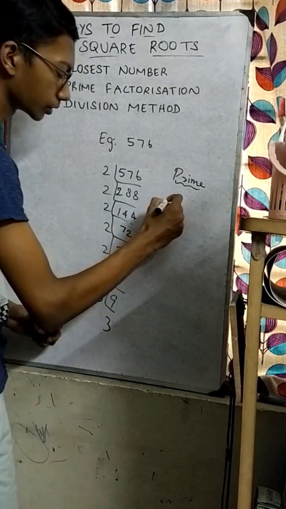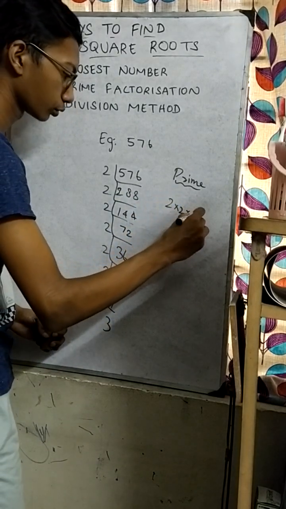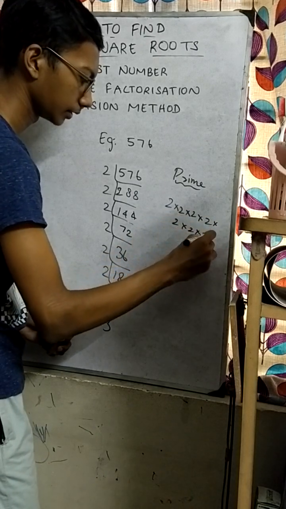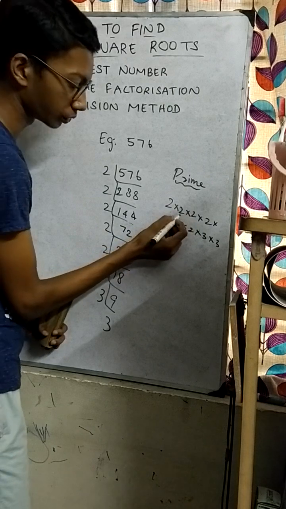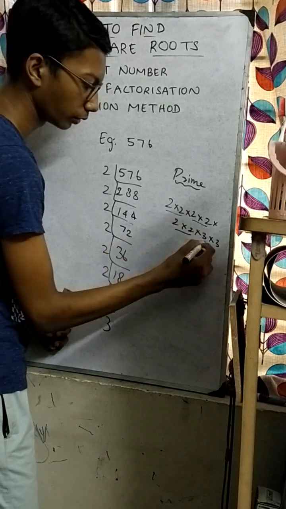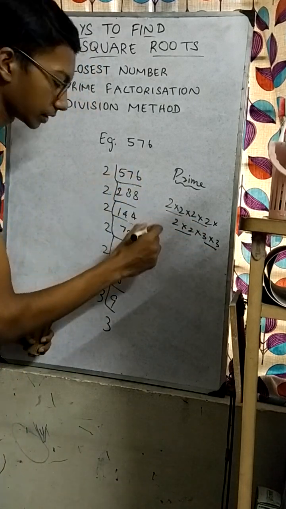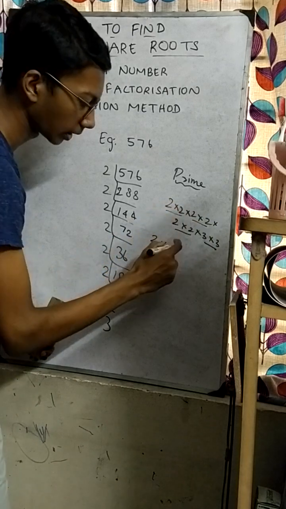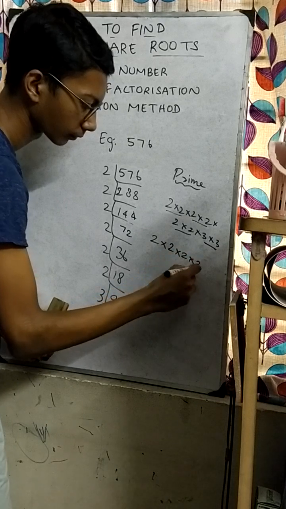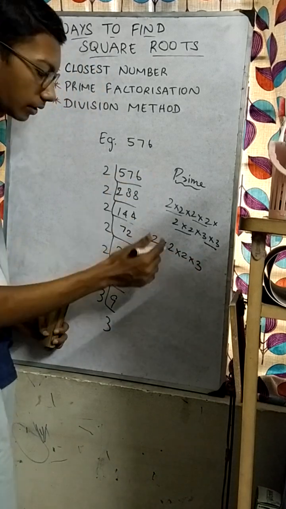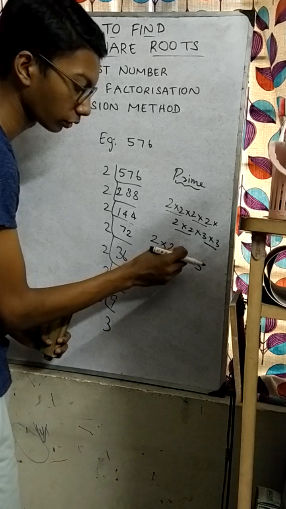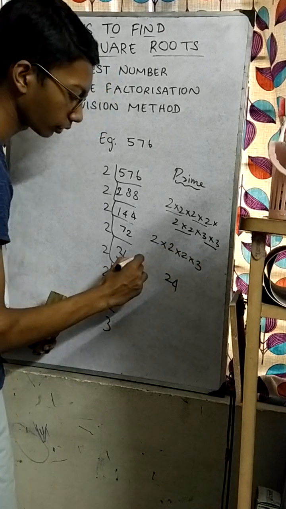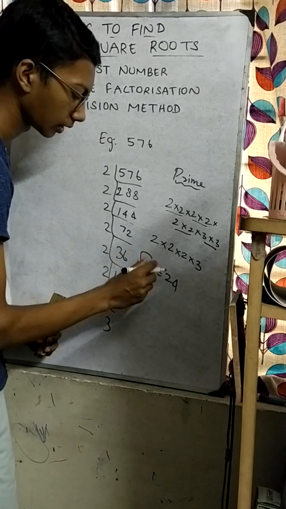So what we have is 2 times 2 times 2 times 2, we have six 2's here, and 3 times 3. So pair these 2's. For each pair of 2's write one 2. So the square root of 576 is 2 times 2 is 4, 4 times 2 is 8, 8 times 3 is 24. So the square root of 576 is 24.